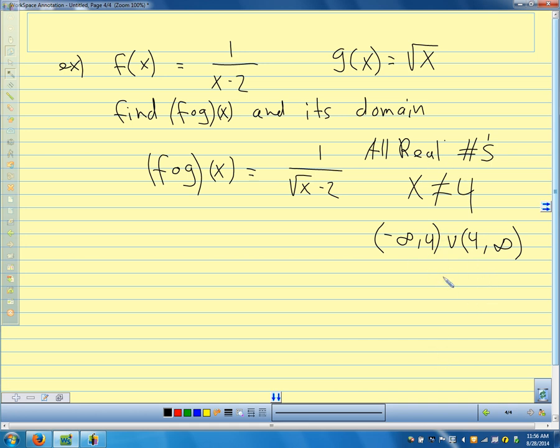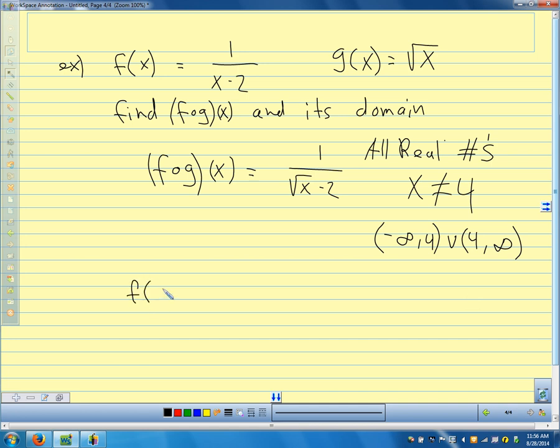Any of these is fine with me. If you said x is not equal 4, I'm not gonna dock you for that. Just to be more precise, we'd say all real numbers except x equals 4, or write it in this interval notation. All right, let's look at one where we have to be more careful.